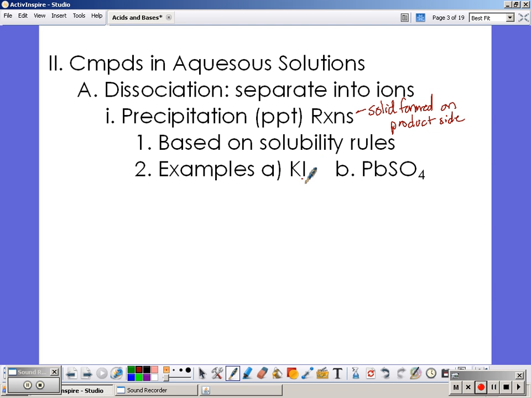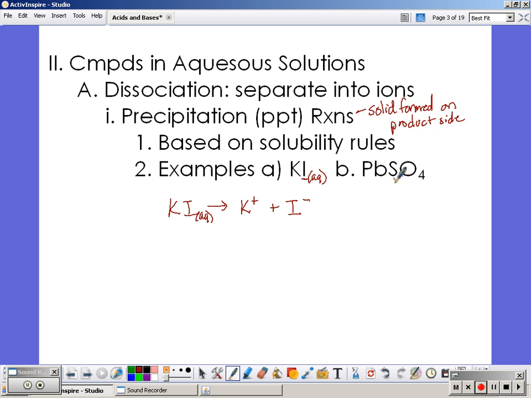And we look at the second thing in the formula, iodine. All iodides are soluble except with silver, lead, and mercury. So this is going to remain aqueous, which means when we put potassium iodide in water, because it's aqueous, it will break into the ions, potassium plus 1 and iodine minus 1.